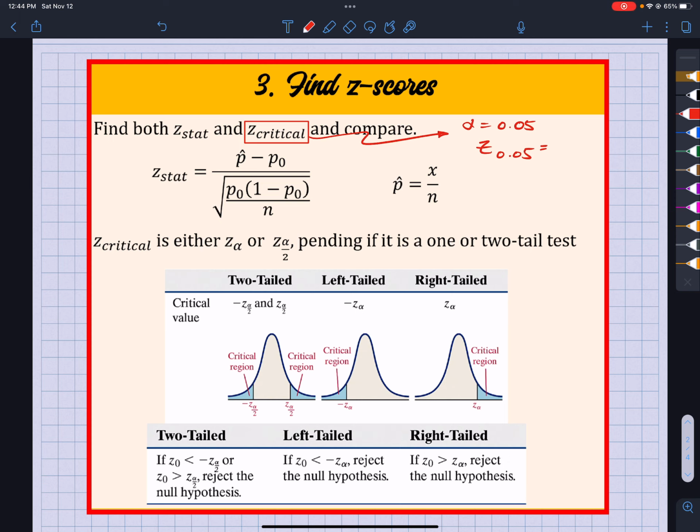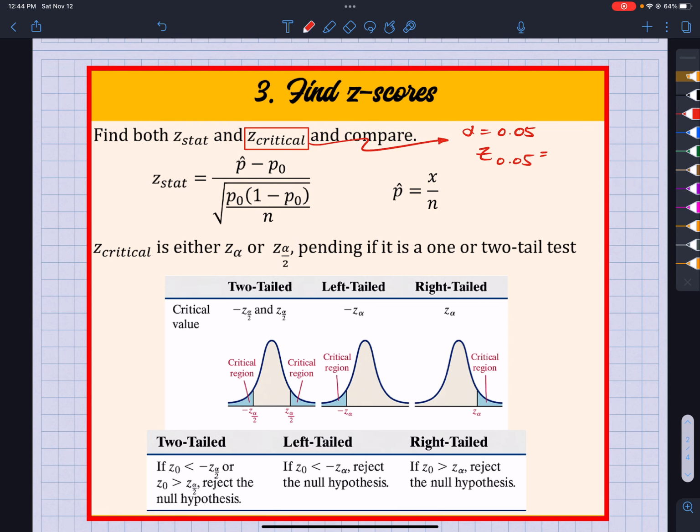Remember, you had the inverse norm of 1 minus 0.05 comma 0 comma 1. Okay, let's see here. That's right above. Minus 0.05 comma 0 comma 1.